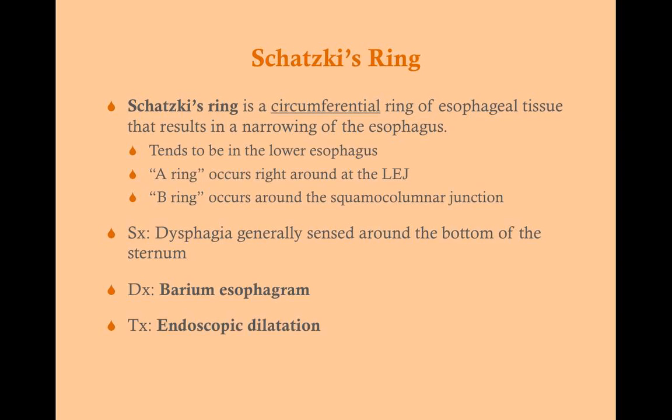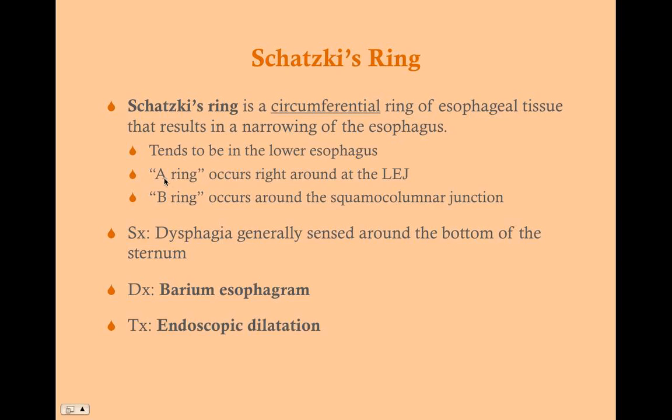Okay, so Schatzki's ring is a circumferential ring of esophageal tissue that results in a narrowing of the esophagus. So all this is you have your normal esophagus, right? And what happens with Schatzki's ring is you get tissue completely surrounding the esophagus that narrows the lumen, and it's just basic esophageal tissue. This is not a stricture. So you don't really have that much of a narrowing, but you have a slight narrowing to where food can get stuck, and Schatzki's ring tends to be in the lower esophagus.